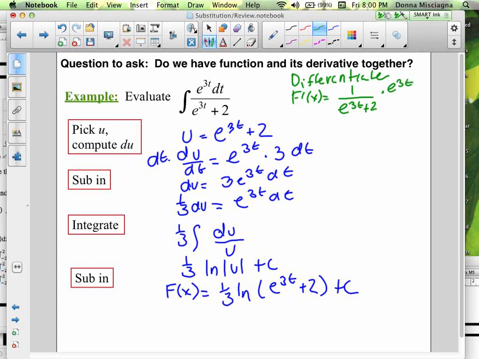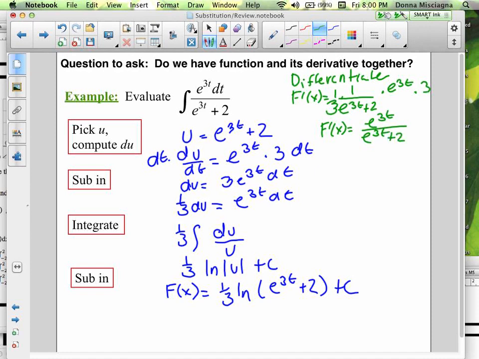times 3. And I forgot to put the 1/3 in. That was in there before, because we have a 1/3 in front. So now we'll clean this up a bit. f prime of x equals, in the numerator e to the 3t. The 3 and the 1/3 will cancel, and we'll have e to the 3t plus 2 in the denominator.